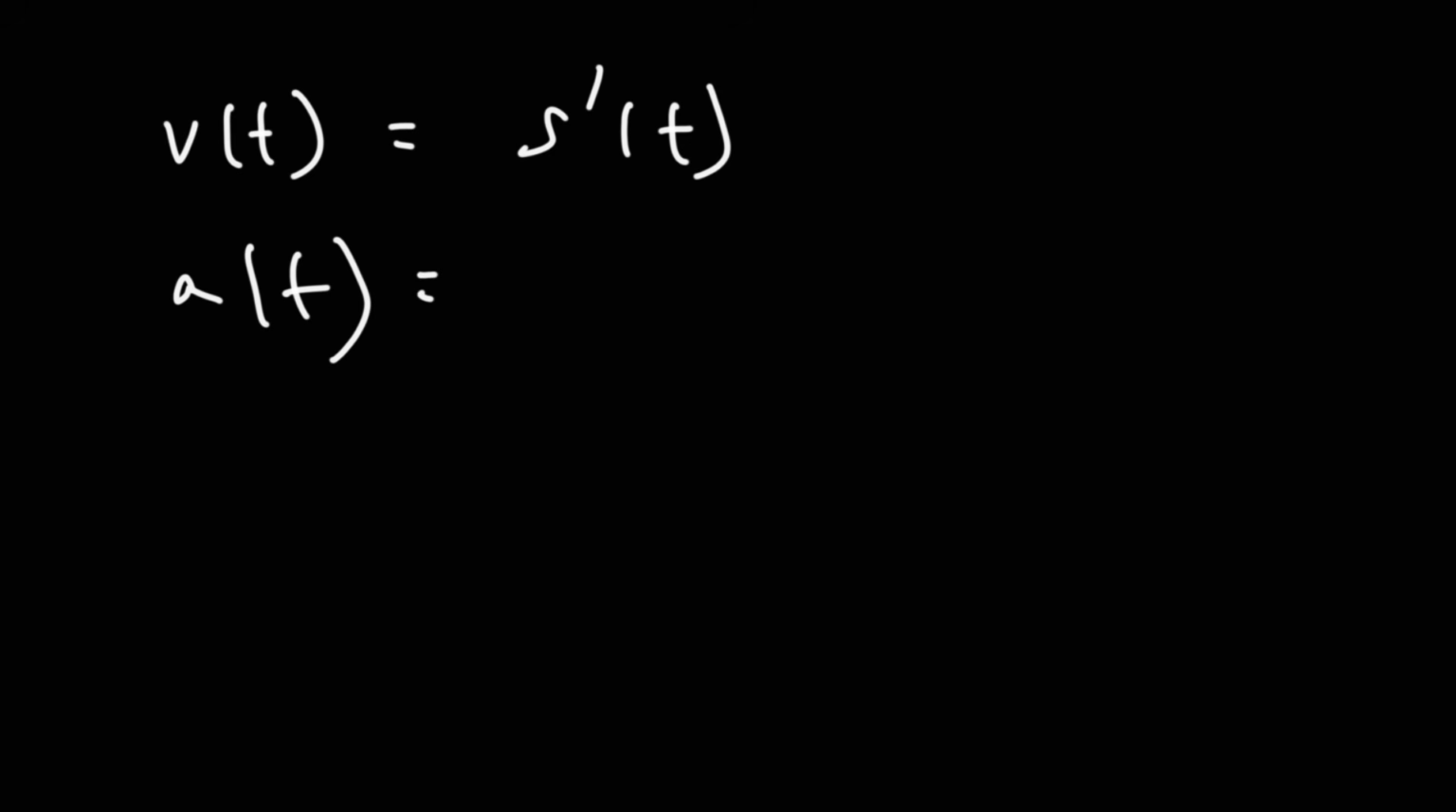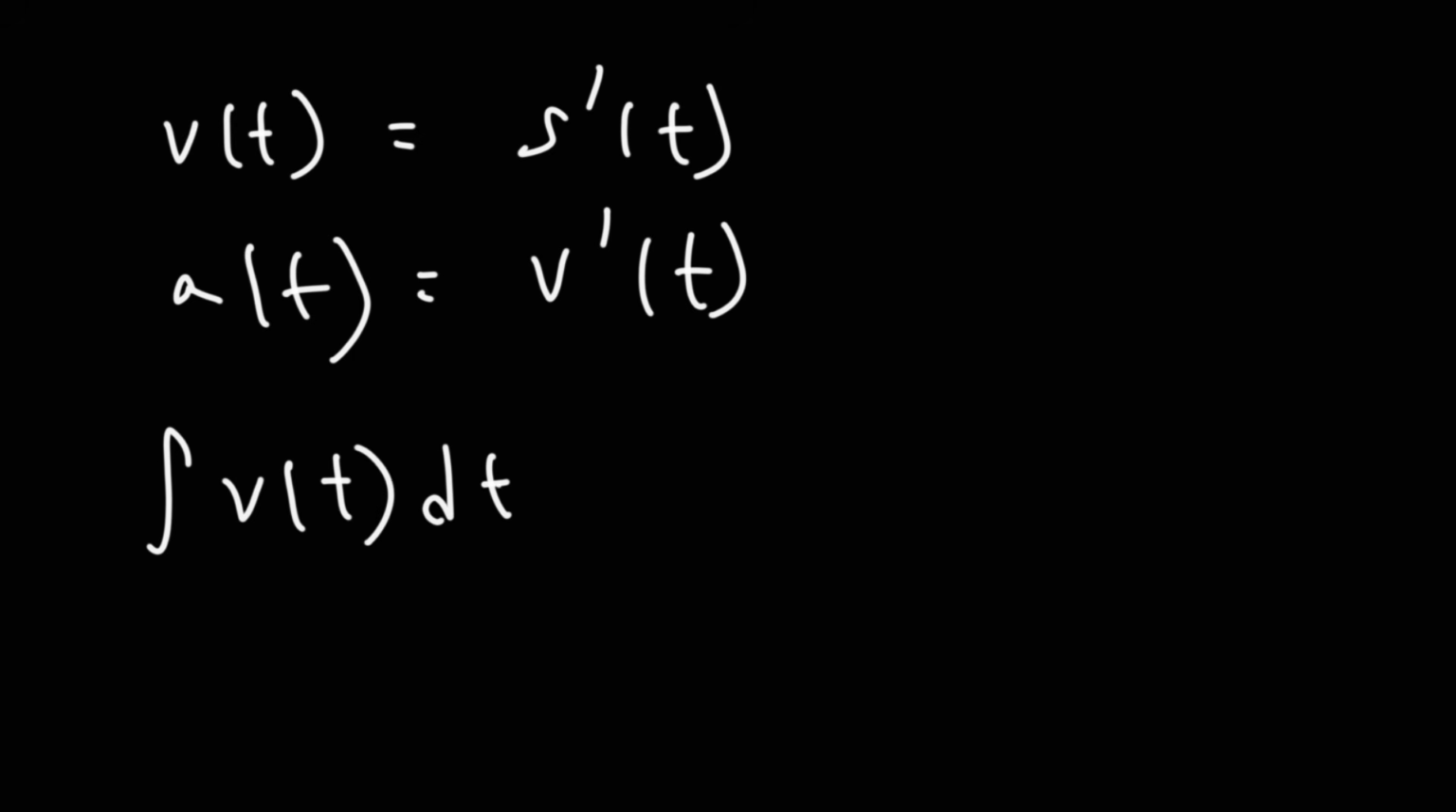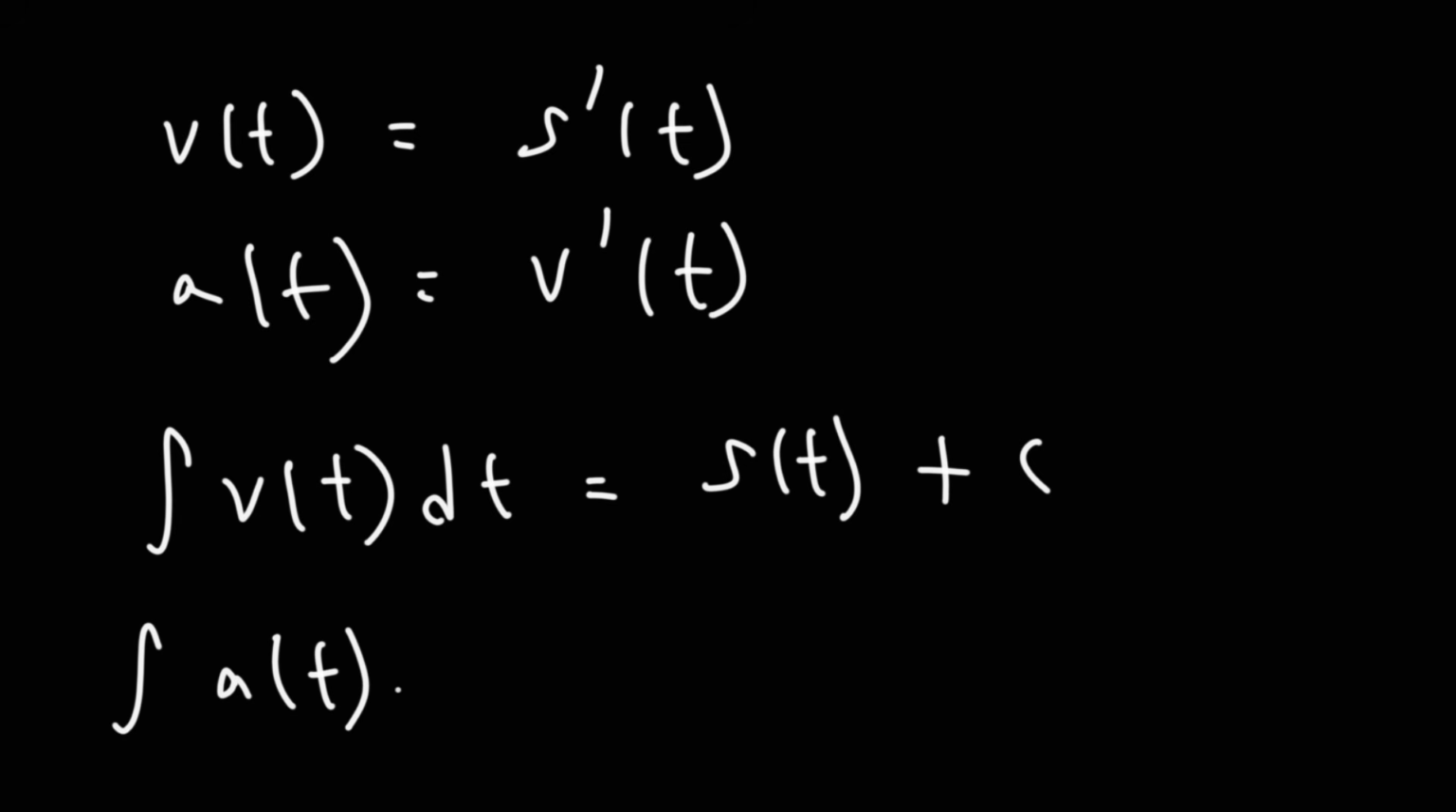Now let's talk about rectilinear motion. We know that the velocity function is the derivative of the position function. The instantaneous acceleration function is the derivative of the velocity function. Likewise, the integral or the antiderivative of the velocity function is going to give you the position function. And the antiderivative or the indefinite integral of the acceleration function will give you the velocity function.